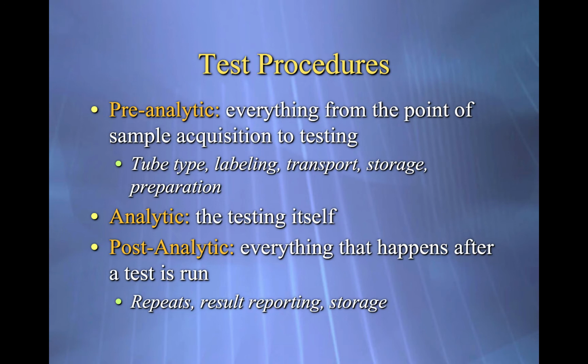Okay, test procedures. This is your procedure manual, and there's lots of material in CLSI and other organizations about how to write a procedure manual, but the procedure manual should cover the 3 phases of testing. First, the pre-analytic, which is everything from the point of sample acquisition to testing. So it's venipuncture, it's correct tube type, it's correctly labeling the tube, a big place for errors there. It's properly transporting the tube, especially if you're transporting it to some remote location. It's proper storage of that sample during transport and once it gets into the lab or before it's even transported.